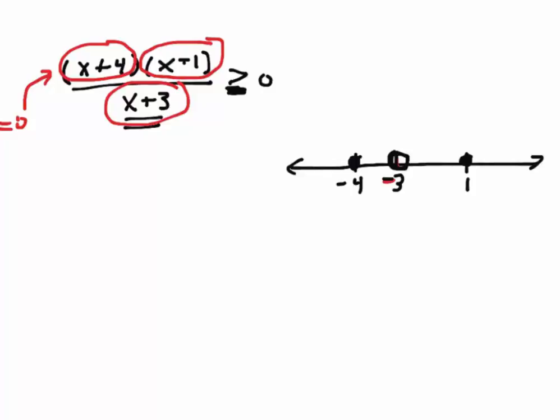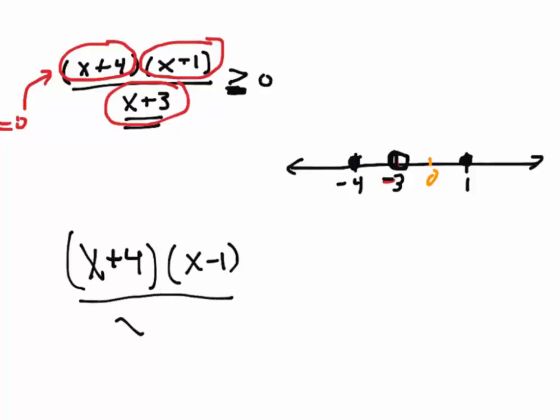So the way that you tell where it is greater than or equal to 0 is I just pick some test points. So let's pick a test point, maybe let's say 0. Now, there's a couple ways to do this, but here's the function, (x plus 4)(x minus 1) over x plus 3. You don't really care exactly what that equals. You just want to know the sign of it.